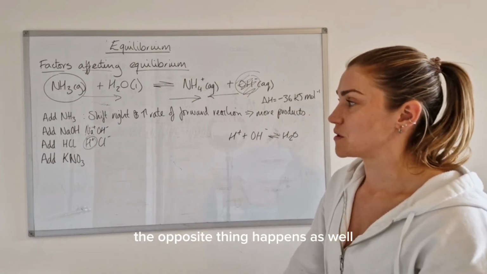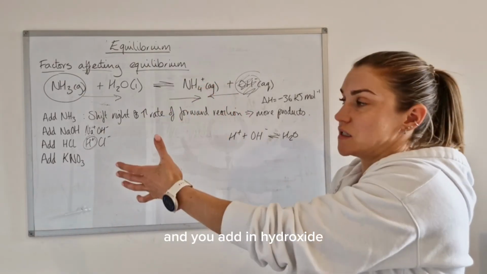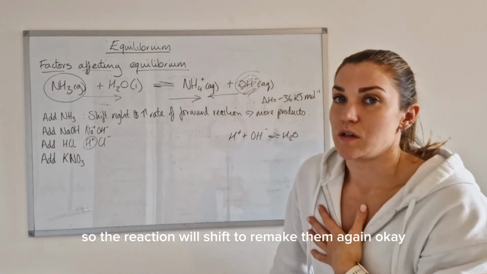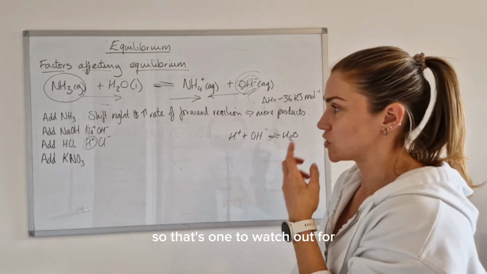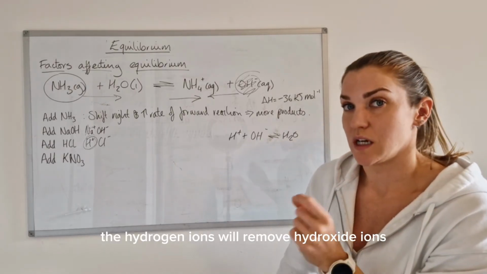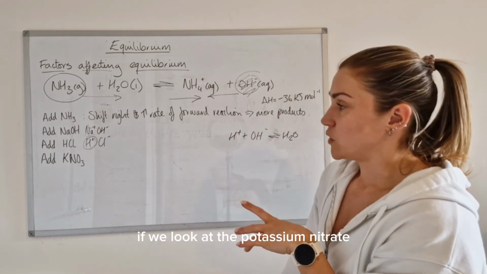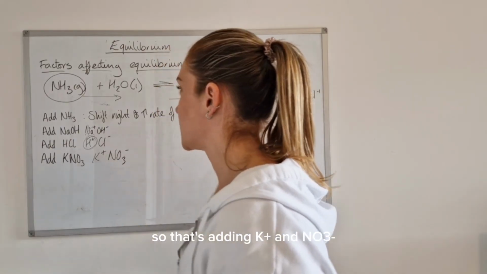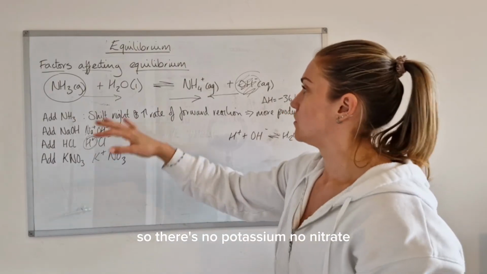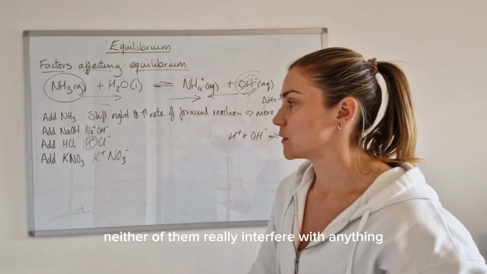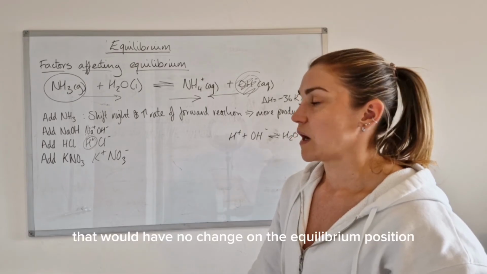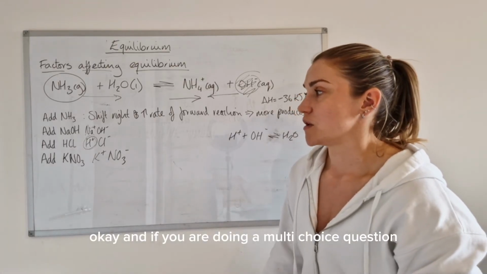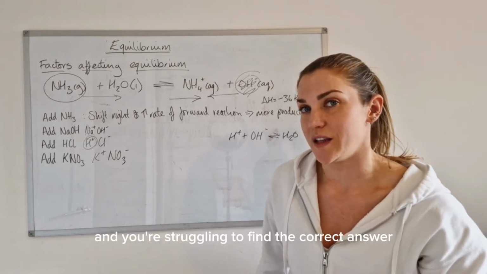Okay, the opposite thing happens as well. If you've got hydrogen ions in your reaction and you add in hydroxide, then they will remove the hydrogen ions, so the reaction will shift to remake them again. Okay, so that's one to watch out for, that hydrogen ions will remove hydroxide ions and vice versa. If we look at the potassium nitrate, so that's adding K+ and NO3-. So there's no potassium, no nitrate, neither of them really interfere with anything, so that would have no change on the equilibrium position.